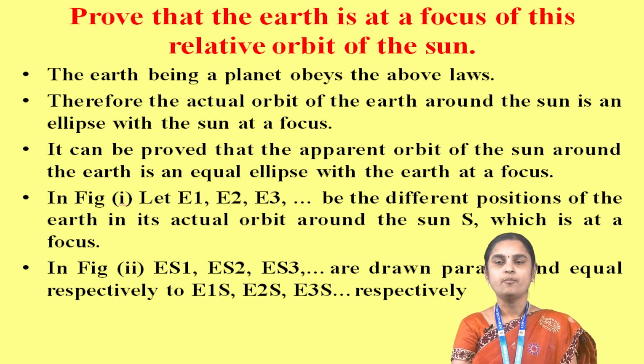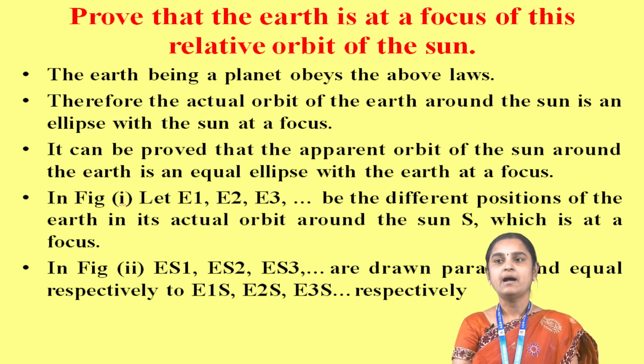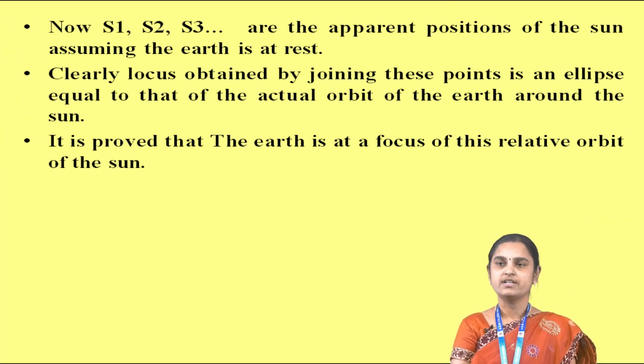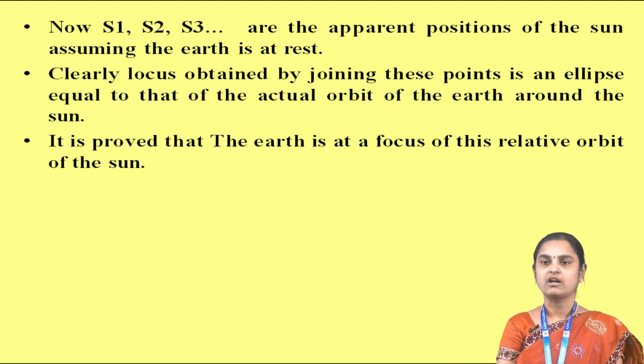The Earth, being a planet, obeys the above laws. Therefore, the actual orbit of the Earth around the Sun is an ellipse with the Sun at a focus. It can be proved that the apparent orbit of the Sun around the Earth is an equal ellipse with the Earth at a focus. In the first figure, let E1, E2, E3, etc. be the different positions of the Earth in its actual orbit around the Sun. Now, S1, S2, S3 are the apparent positions of the Sun, assuming the Earth is at rest. Clearly, the locus obtained by joining these positions is an ellipse equal to that of the actual orbit of the Earth around the Sun. It is proved that the Earth is at a focus of this relative orbit of the Sun.